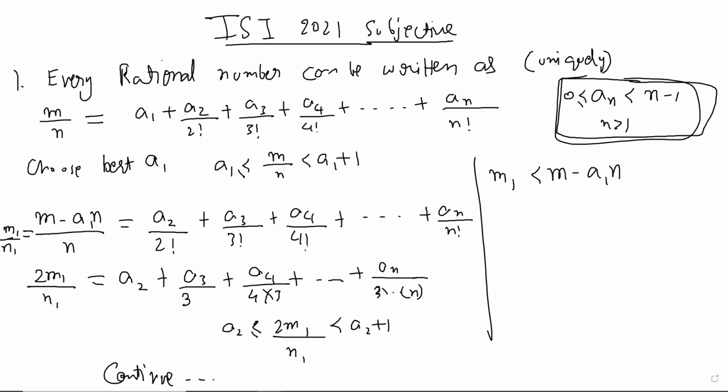No, sorry, that is what it is. Is m minus a1 times n less than... no, that is obviously... 1 minute. Yeah, so I mean that is obviously less, this is obviously less than m, right?